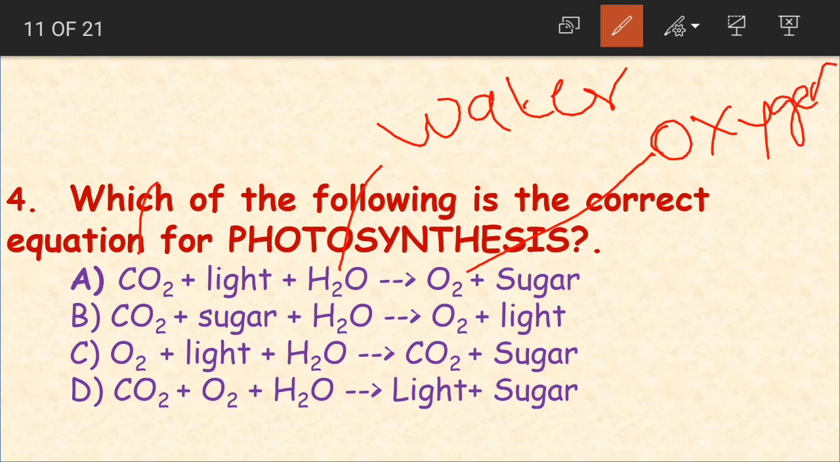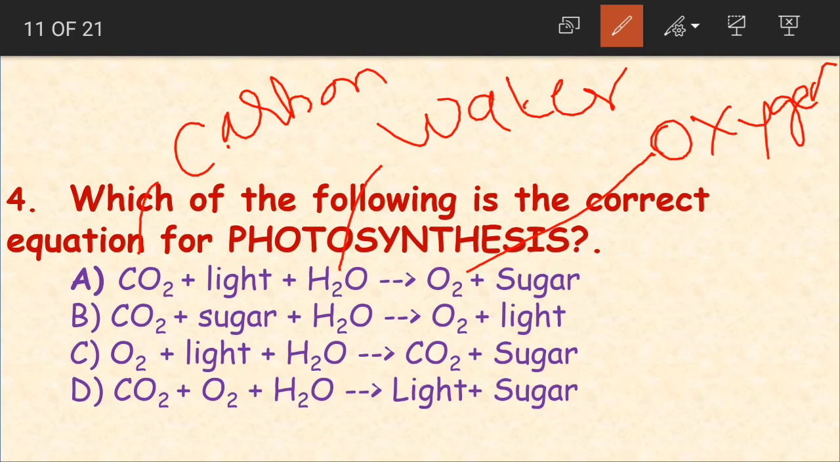CO2 is carbon dioxide. I'll just write carbon dioxide. Now, B option is carbon dioxide plus sugar plus water results in oxygen plus light. C option is oxygen plus light plus carbon dioxide, water results in carbon dioxide plus sugar. And the fourth option is carbon dioxide plus oxygen plus water results in light plus sugar. So what is the correct answer?